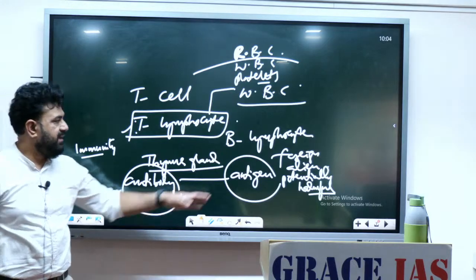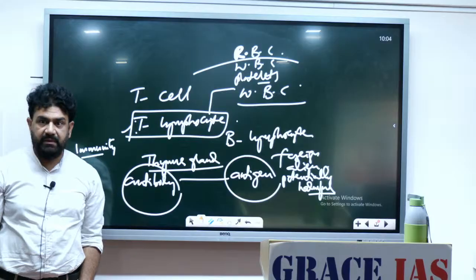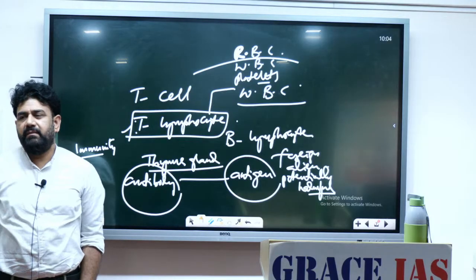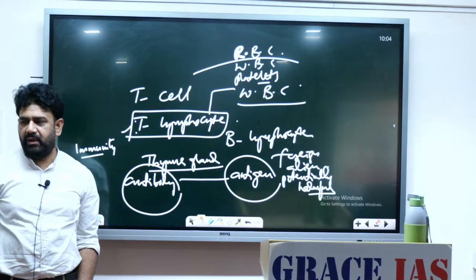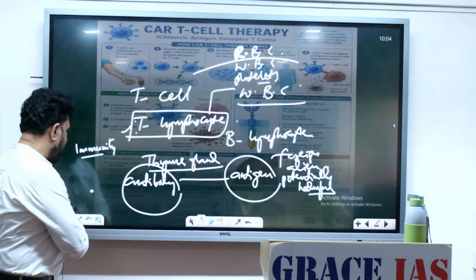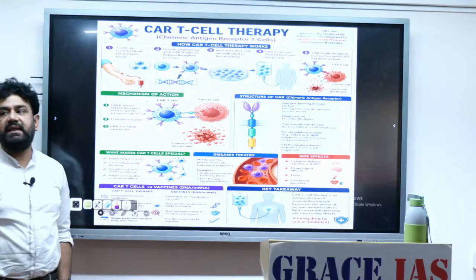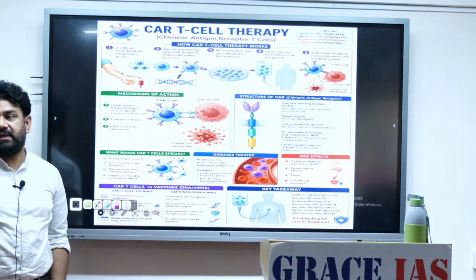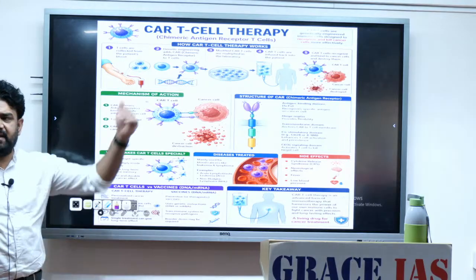What is memory? Surface protein structure. You will understand this. So T cells play a very important role in treating or resisting many infections in the body. Okay. Now what we are looking at here is CAR T cell therapy to treat cancers. You will understand this. Now with that basic idea you can understand this.